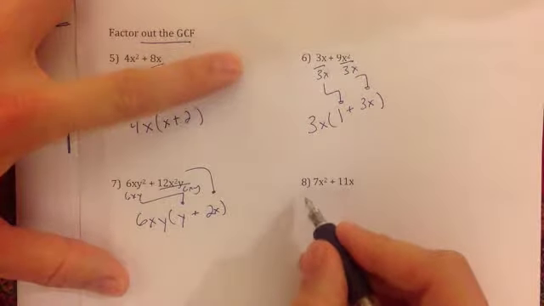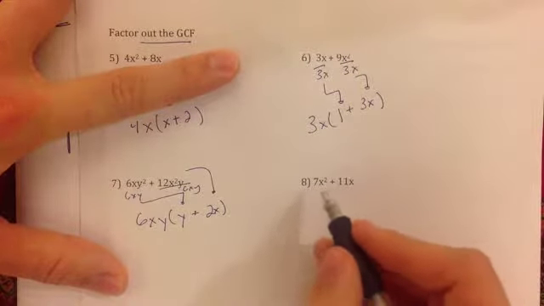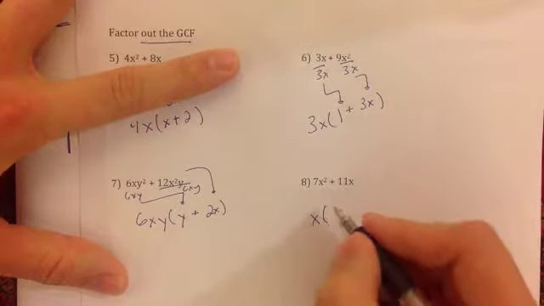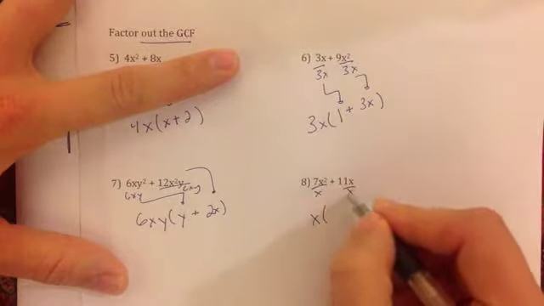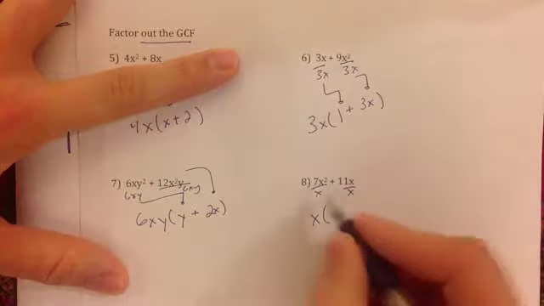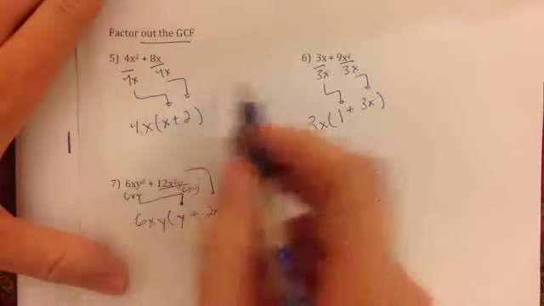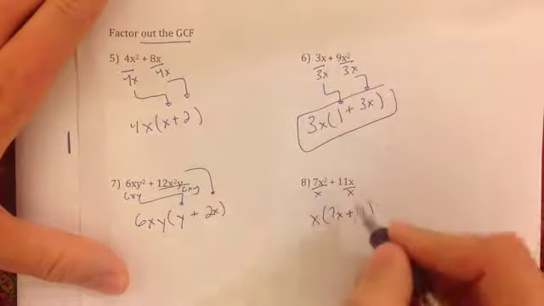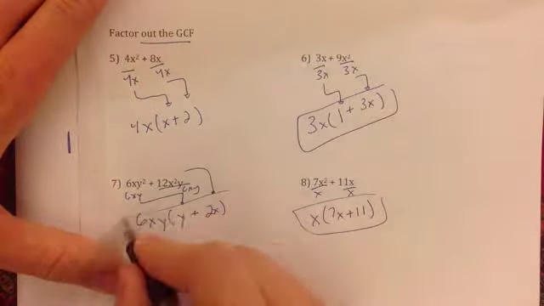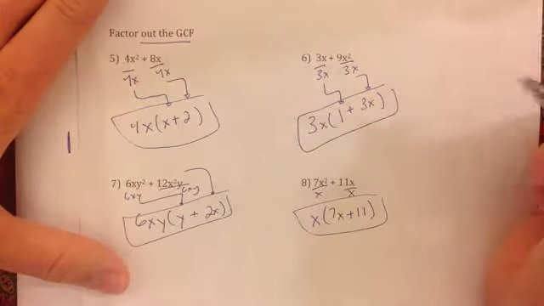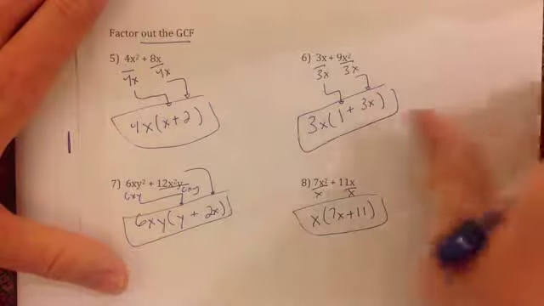On number 8, you'll notice we don't have any terms that we can pull out. We don't have a number that we can pull out, but they both have an x. I'm going to remove that x, be left with a 7x in the first part, and be left with an 11. Now, very important, none of these expressions have an equal sign. Because they don't have an equal sign, we are not solving for anything. So our answer is finished right here.